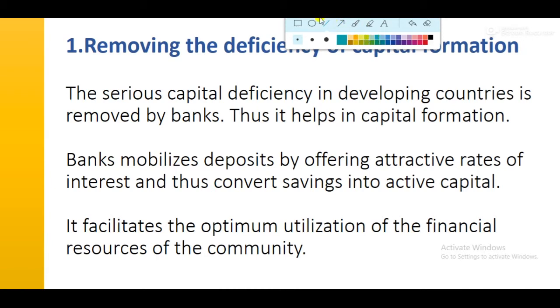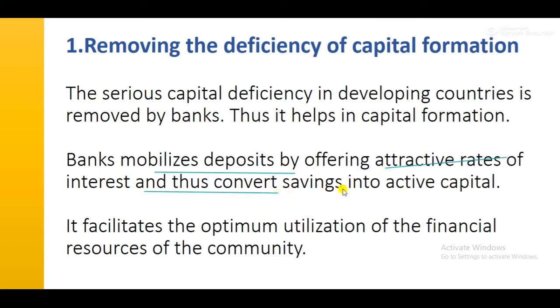And what is capital formation? Capital formation is actually the net worth of a country. When it is formed or increases, then the value of the currency and the economy also increases. Banks also mobilize deposits by offering attractive rates of interest and thus convert savings into active capital. It also facilitates the optimum utilization of the financial resources of the community.